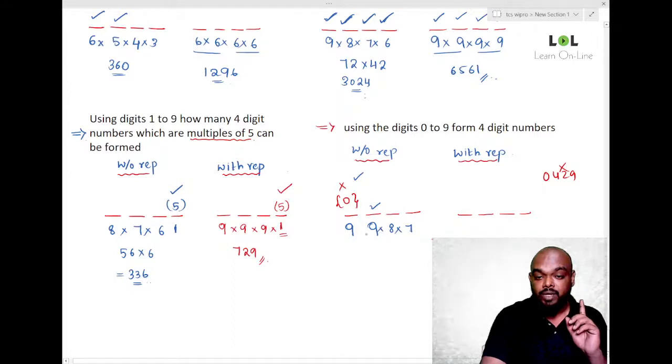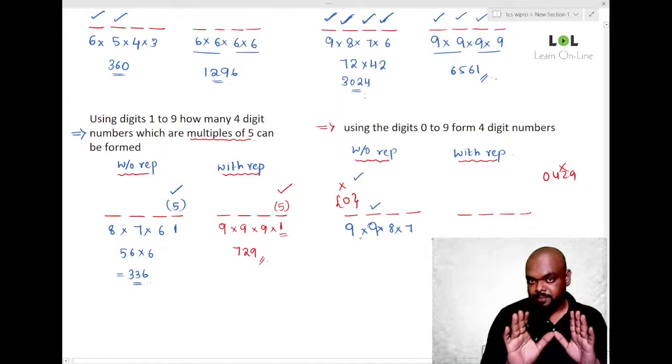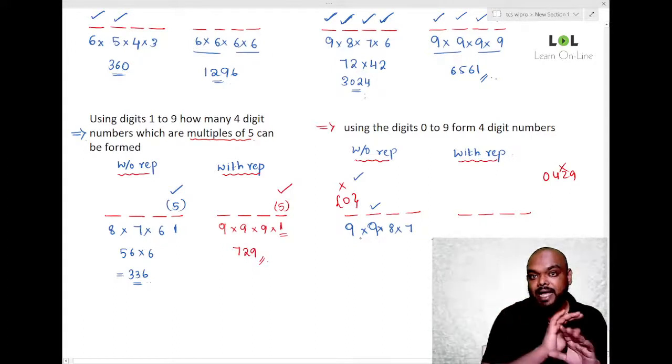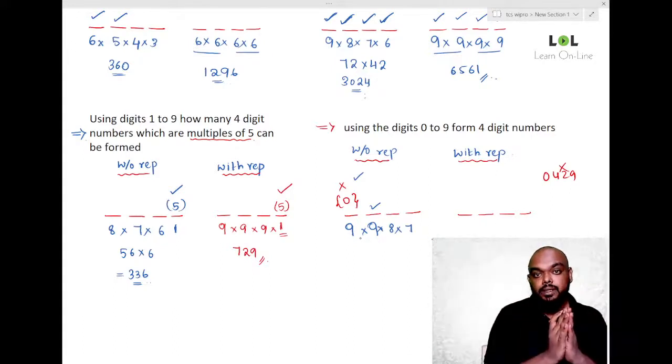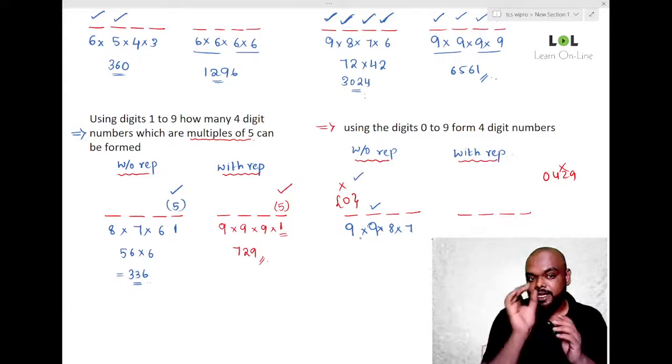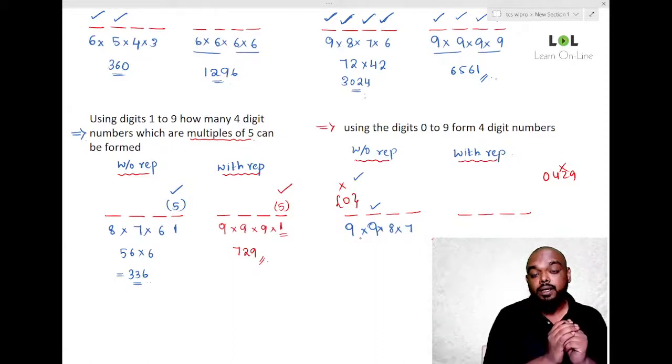I'm repeating one more time. Observe. Totally 10 digits are there. In the thousands place, I can't use a 0. So still how many digits are there with me? 9 digits are there. 1 to 9. So I can put any of the digits 1 to 9 in the first place. So what? I can fill it in 9 different ways.